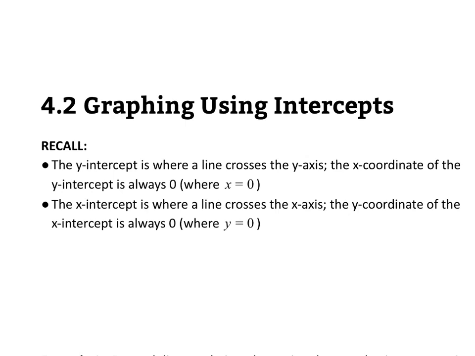And specifically for a y-intercept, we find that the x-coordinate of the intercept is always 0. For an x-intercept, this is where the line will cross the x-axis. And we find that for an x-intercept, the y-coordinate of the x-intercept is always 0.